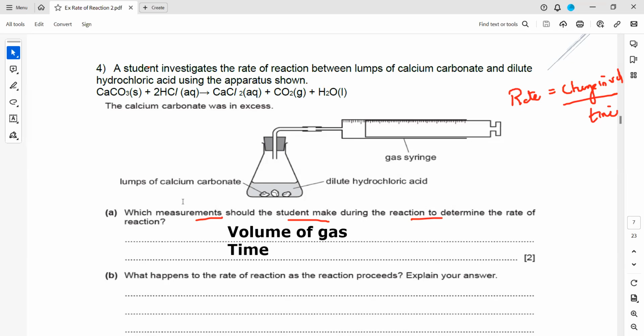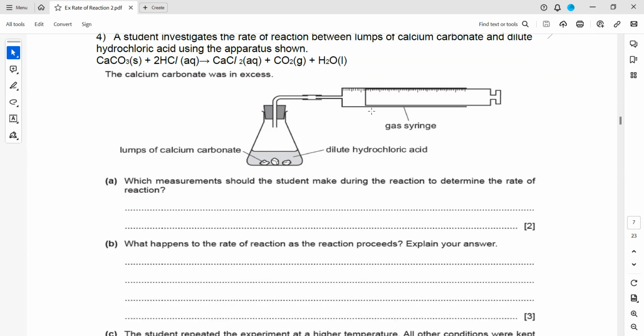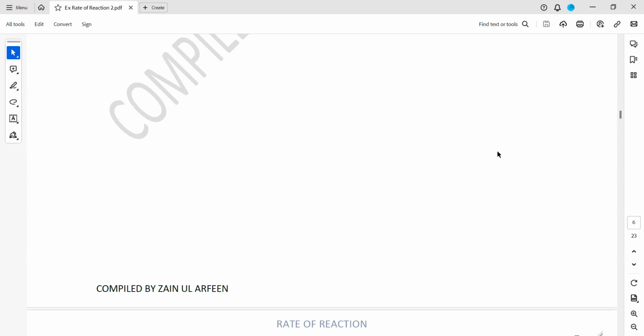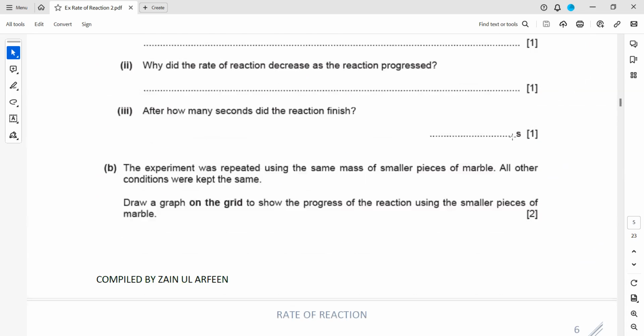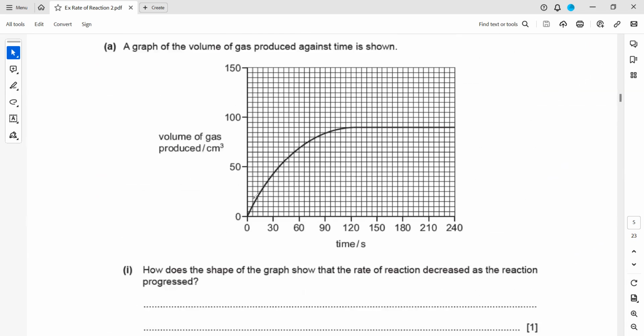What happens to the rate of reaction as this reaction proceeds, and explain your answer. Again, calcium carbonate is in excess, like it is more than enough. A similar answer: rate always decreases with time. Never say the rate is increasing. Some students get confused by looking at this graph and say the rate is increasing, but this is wrong. The volume of the gas is increasing, but the rate is decreasing. Why? Because the rate is represented by the angle or the slope. If the angle is decreasing, it means the rate is decreasing.